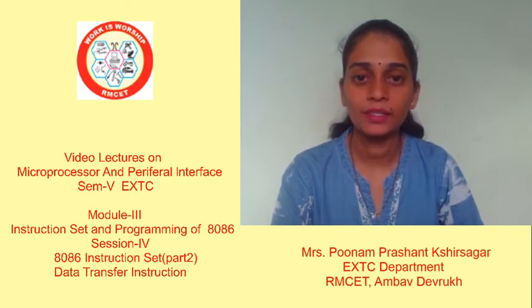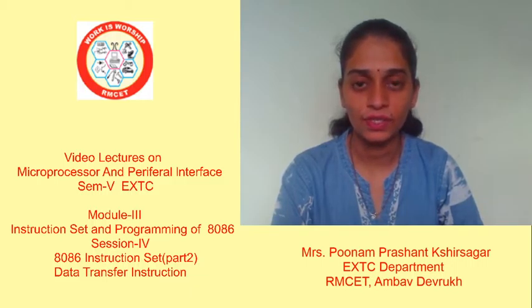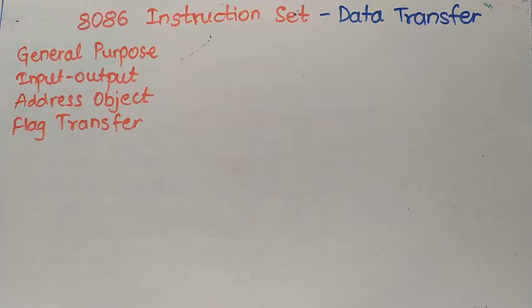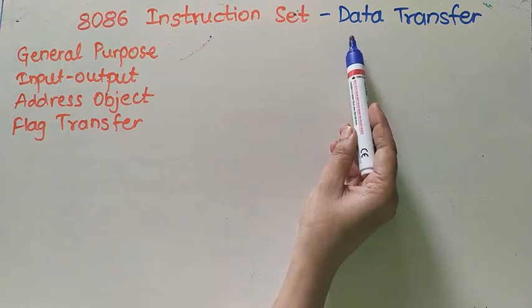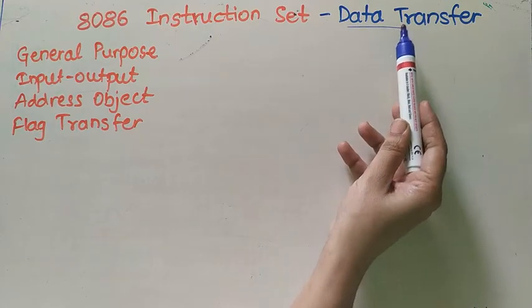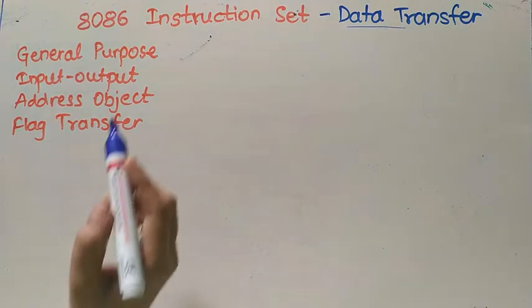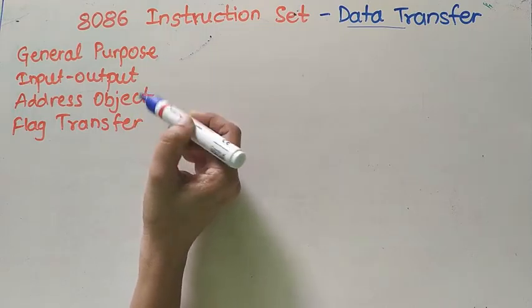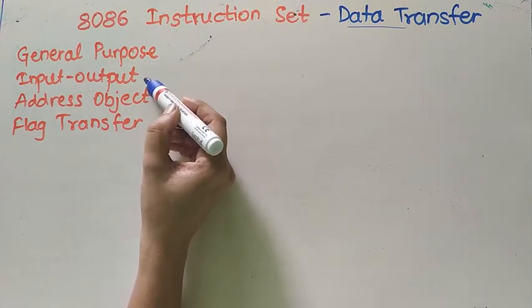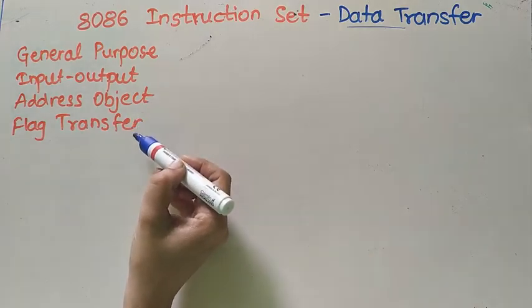In the previous video lecture, we have seen the general data transfer instructions, and today we are going to study the remaining data transfer instructions. In the previous video lecture we started the instruction set, where we started the data transfer instructions. There we have seen that there are 4 types of data transfer instructions: general purpose, input output, address object and flag transfer.